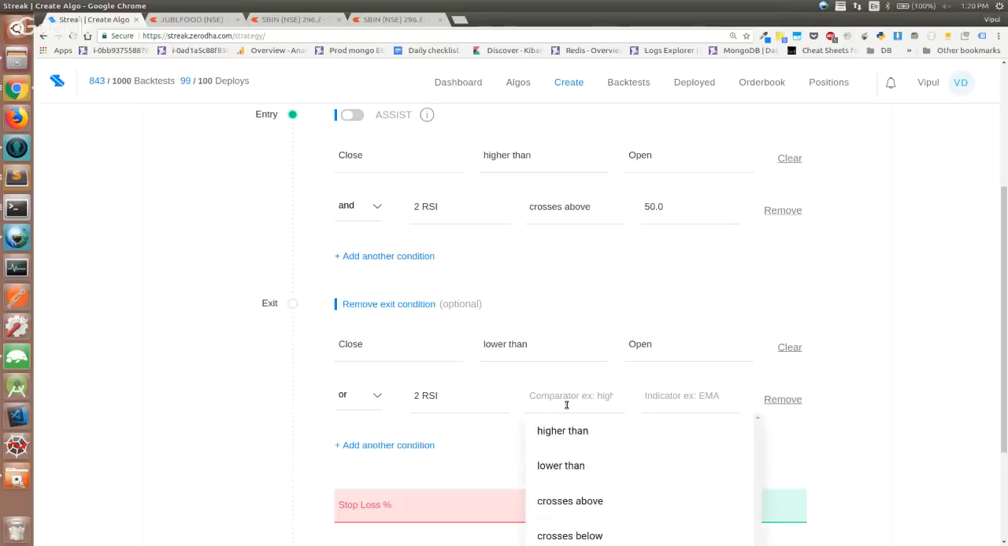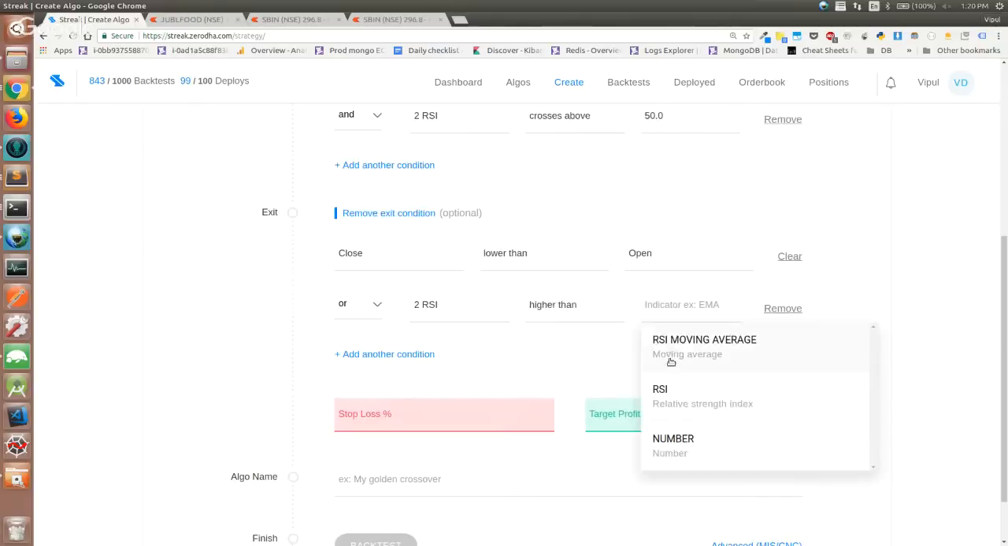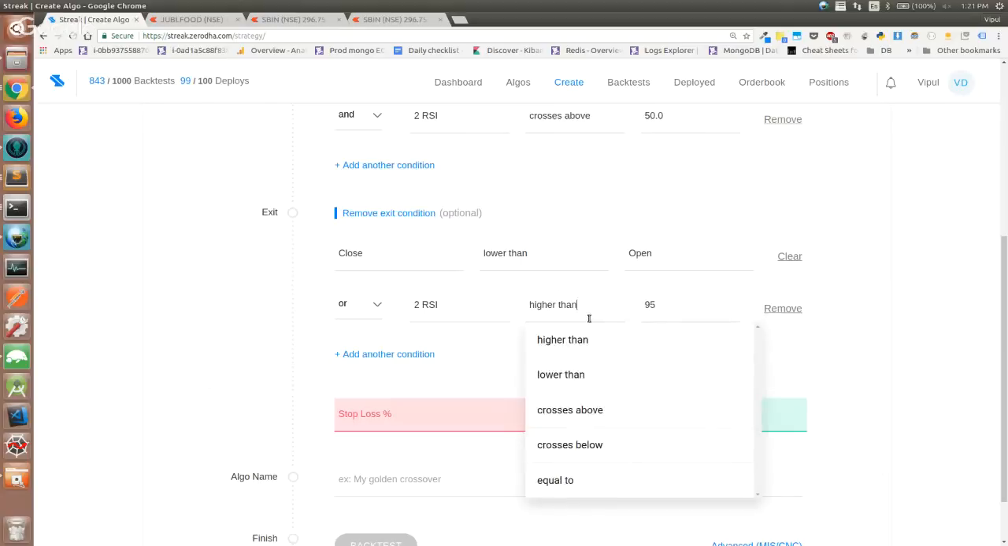Somebody is asking about Nifty, please. Sanket is asking. I'll just try to cover it in the last 5 minutes. I'm allocating for that. Crosses above, and I'll just say 95 here. Again, these values are completely hypothetical. You can choose the value that matches your level of RSI, right? So I just said crosses above.